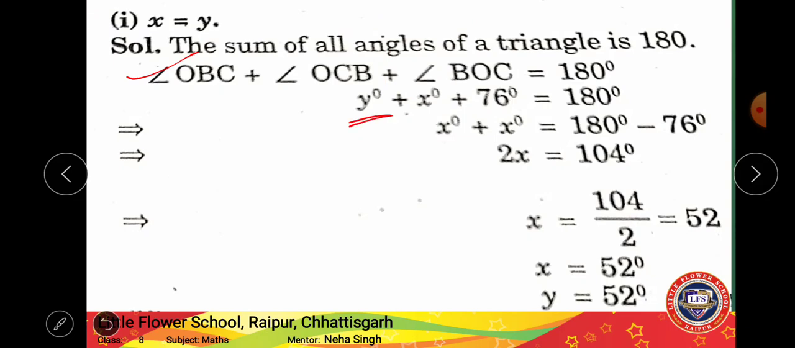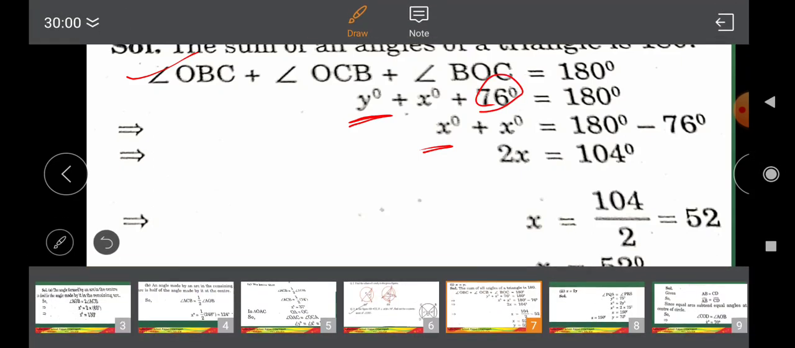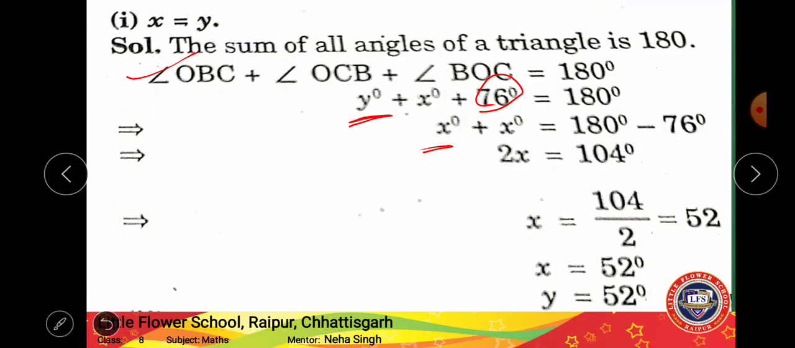So in place of this y, I can replace it with x. x plus x is 180 minus 76. How this minus 76? This 76 has gone to that side with a minus sign, right? So x plus x is 104 degrees, 2x is 104 degrees. The value of x will be 104 by 2, that is 52 degrees. The value of x is 52 degrees, and the value of y is also 52 degrees. So like this you can solve this question.